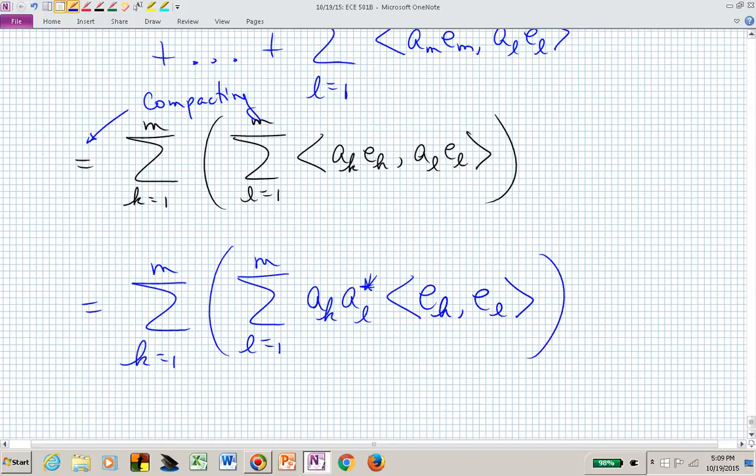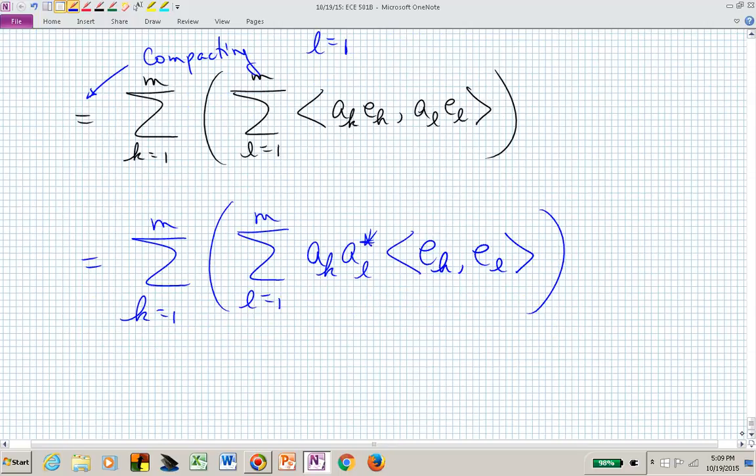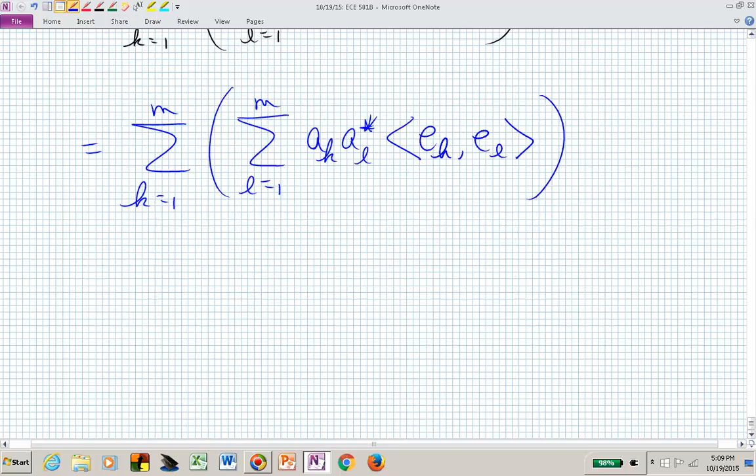And that's just using homogeneity. But what do we know about the inner product of E sub K and E sub L? A lot of those start falling away, don't they? The only time we have any non-zero result from the inner product of E sub K with E sub L is when K and L are equal. That now gets rid of one of those sums.